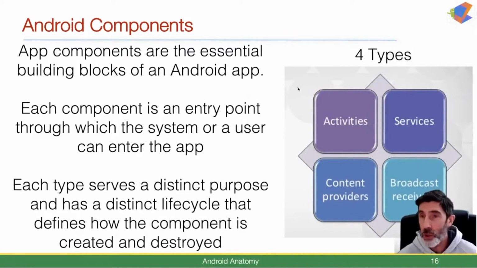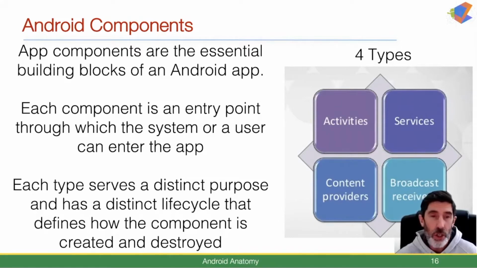There are four main ones over here. We have our activities, which we'll focus on in some detail. We have our services, which are things that run in the background. We have our content providers, which are ways of sharing data between apps. And then we have our broadcast receivers, which tie in with the notifications. These are components that you would build into your app to listen for these notifications and then respond to those notifications in a certain manner.